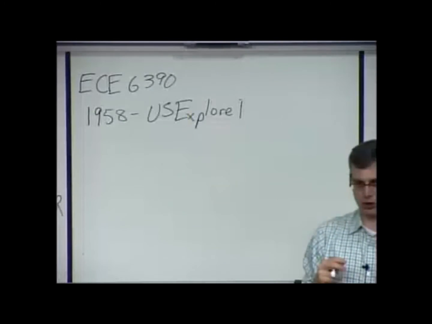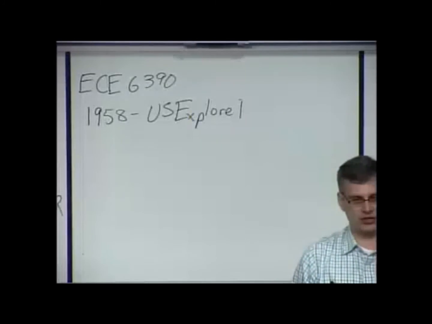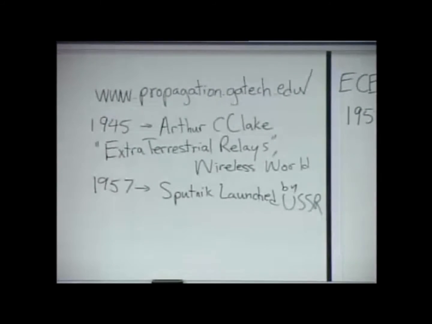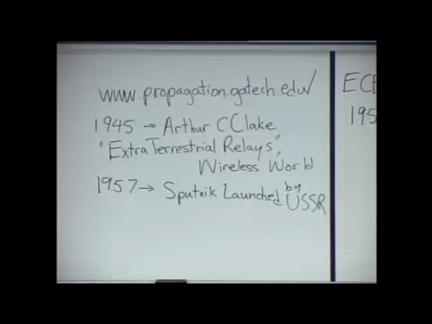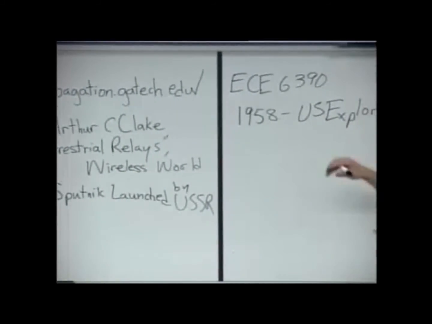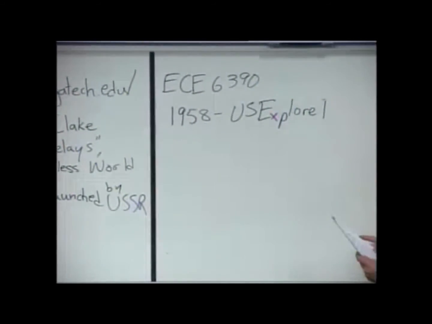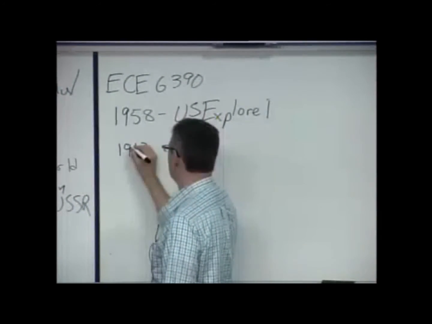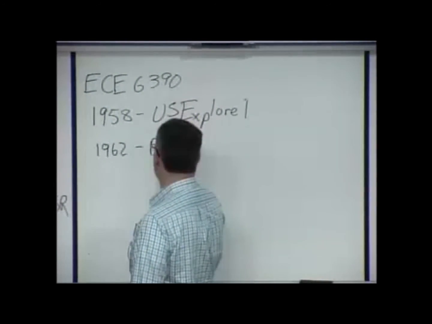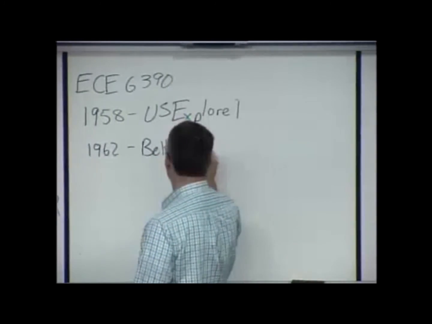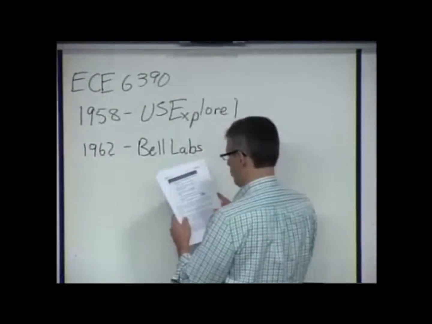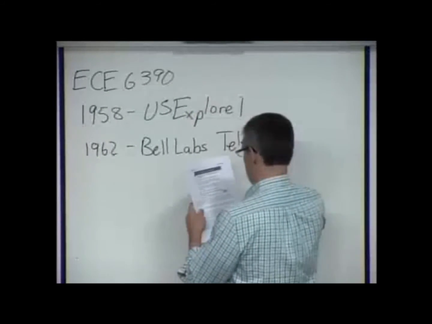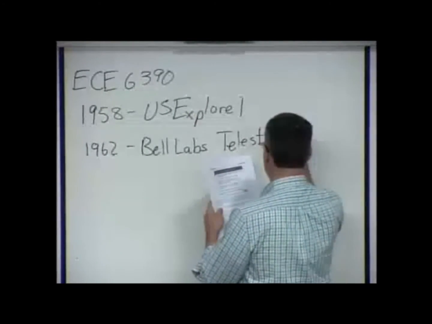First one was Explorer 1. SCORE was the first one to actually transmit a voice broadcast. It transmitted President Eisenhower's State of the Union address at that time. And these were all low Earth orbit satellites, which we'll get to what that means in a second. And then in 1962, Bell Labs launched the first commercial communications satellite, Telstar 1 and 2.